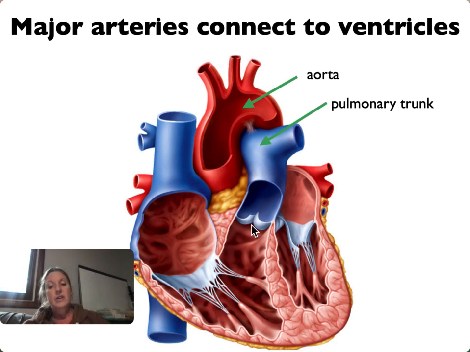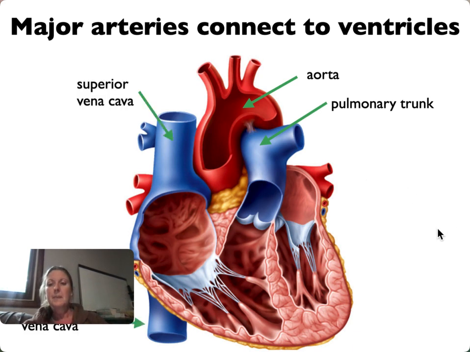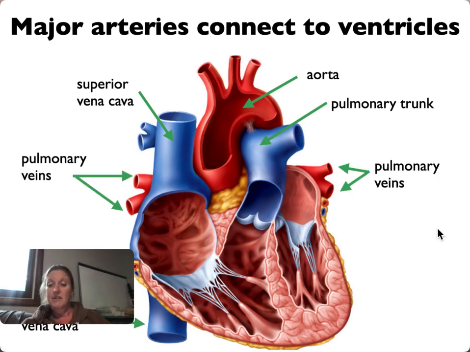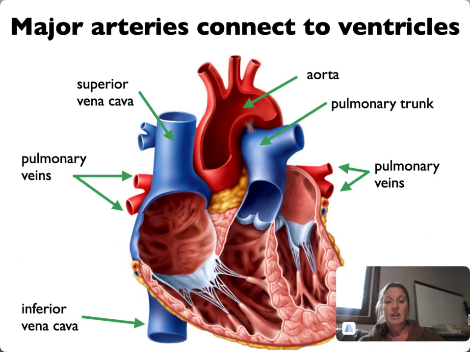So the arteries are connected to the ventricles. So what we know so far about the blood flow is that it comes back to the heart through veins, goes into the atria, the atria send it to the ventricles, and the ventricles send it to arteries. All right, you can see the superior vena cava and the inferior vena cava, and also the pulmonary veins. The veins here connect to the atria. All right, so we can see the pulmonary veins connecting to the left atrium and the superior and inferior vena cava connecting to the right atrium.